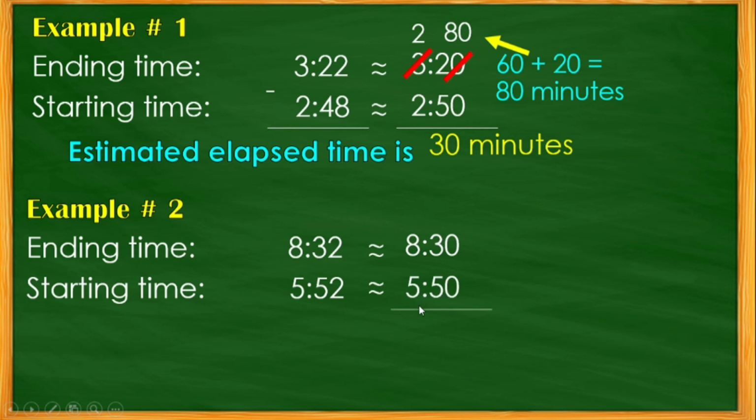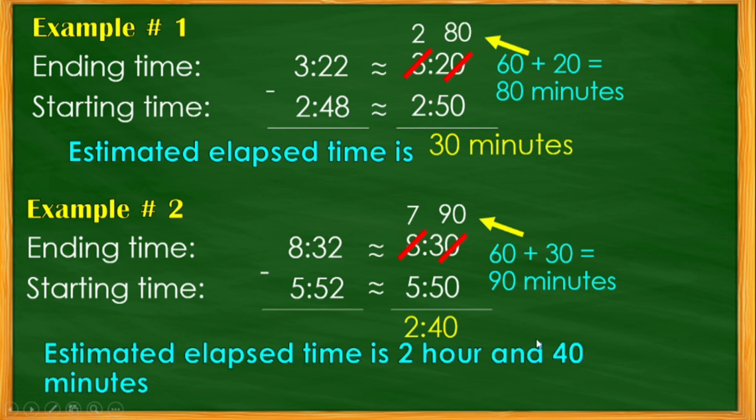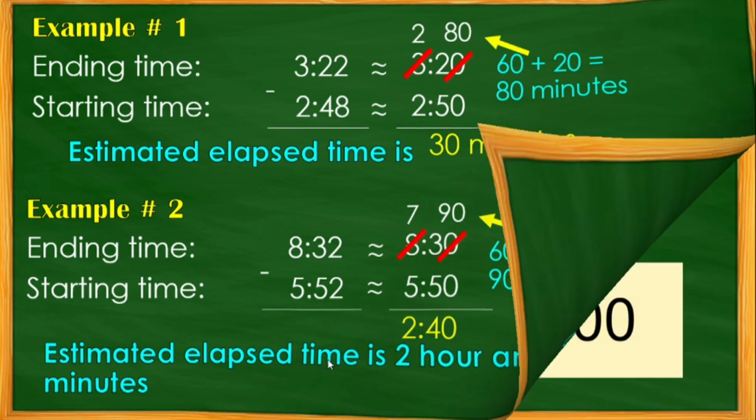So let's subtract. Okay, borrow. It became 7. It becomes 90. 60 plus 30 is 90. 90 minus 50 is 40. 7 minus 5, the answer is 2. So the estimated elapsed time is 2 hours and 40 minutes.